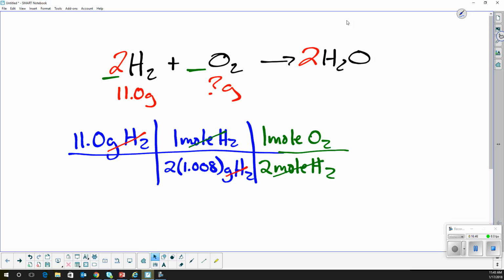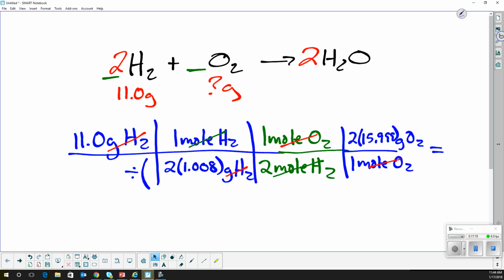Then the last step, because I'm not to grams yet, what would it be? What do I put on the bottom? 1 mole of O2 because I want to get rid of it. And what do I put on the top? Grams of O2. So I'd look up oxygen and 2 times it, it's 15.999. And then my moles of O2 would cancel, and I would times through the top, divide, parenthesis, times through the bottom, close the parentheses, and hit enter, right?